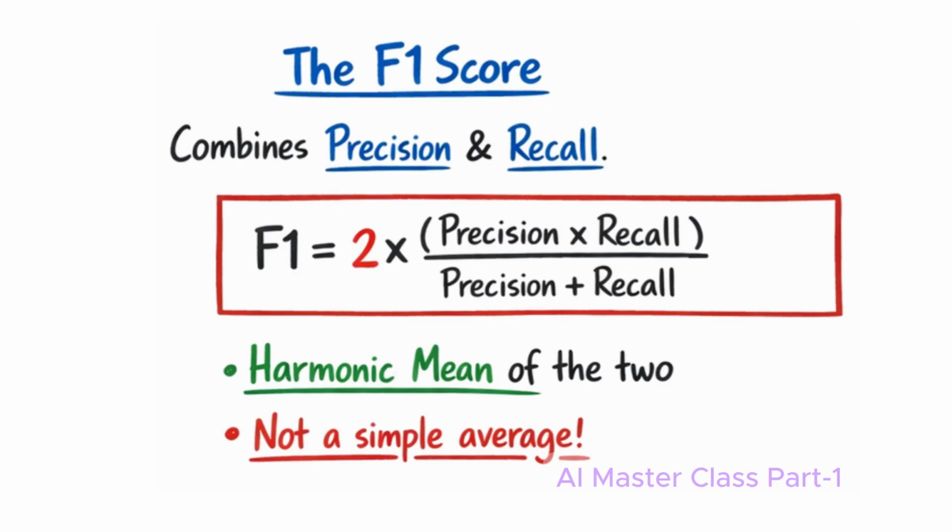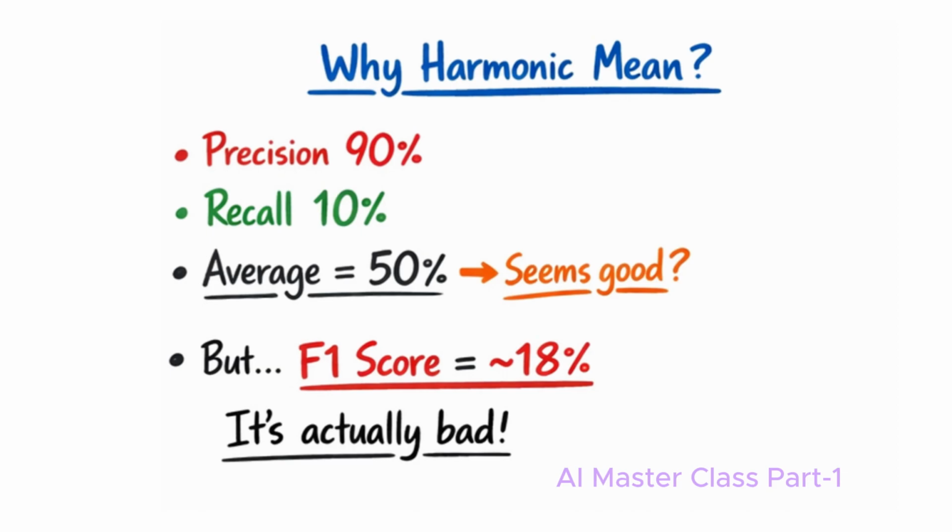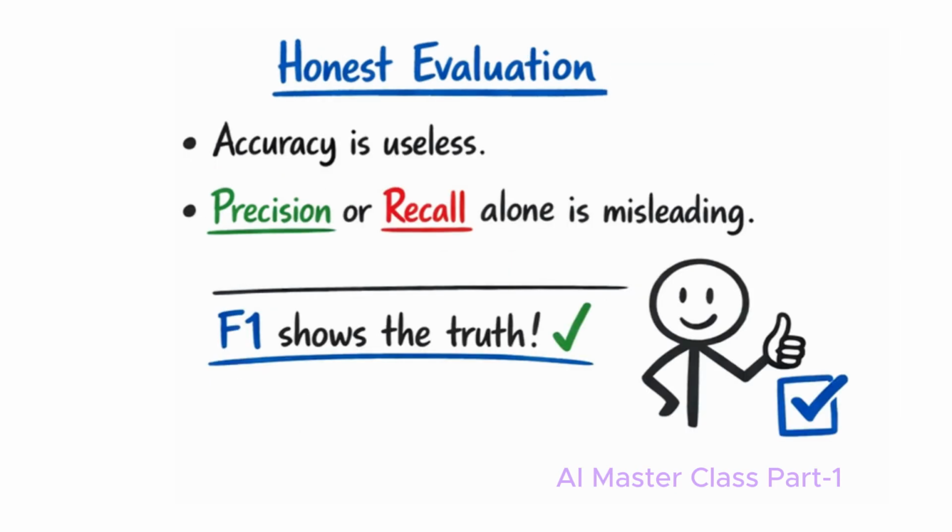The reason the harmonic mean is used instead of a simple average is very important. If precision is 90% and recall is 10%, a simple average will give you 50%, which is very decent. But F1 score will give you around 18%, which correctly tells you that the model is actually very bad. F1 score is especially useful when your data is imbalanced, like our spam example, where 99% of the emails were not spam. In those cases, accuracy is useless, and even precision and recall alone can be misleading. So, F1 gives us the honest picture.